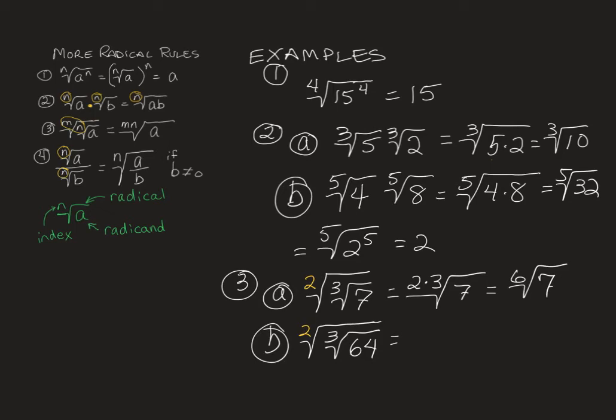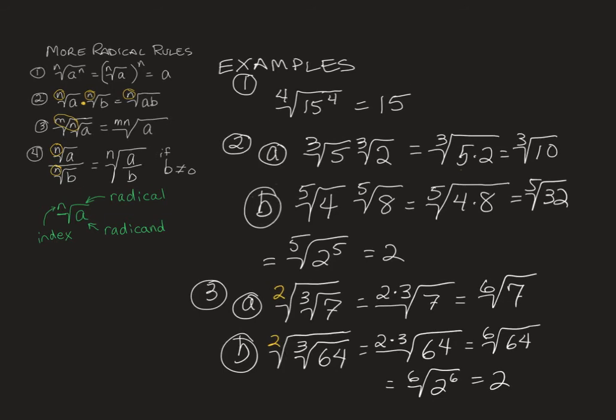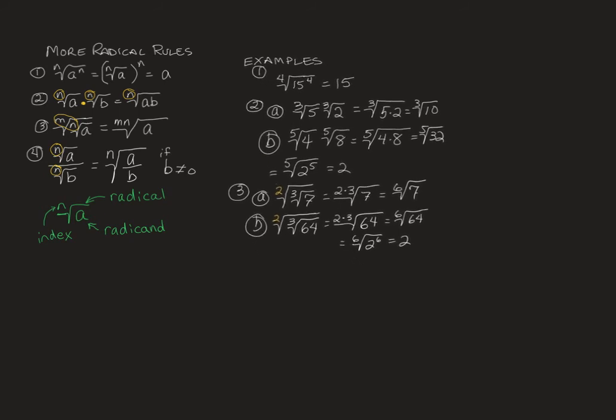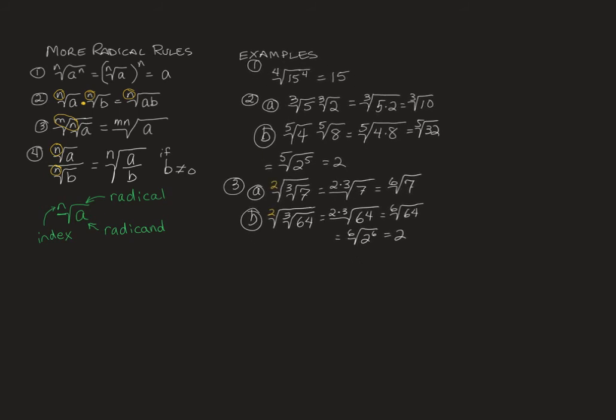Okay, so the same thing, this is going to be 2 times 3, and the radicand will be the 64. So we have the 6th root of 64, and from above you saw that 32 was equal to 2 to the 5th. That means that 64 is equal to 2 to the 6th, which is 2. All right, let's make this smaller so we have some room for examples for rule number 4.